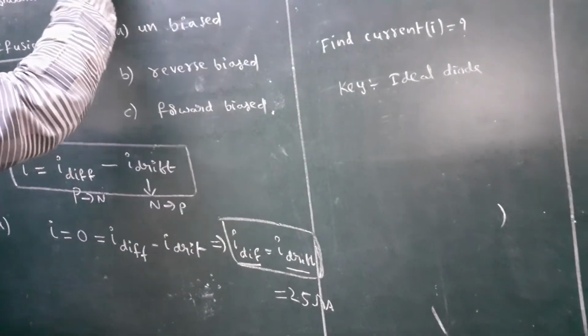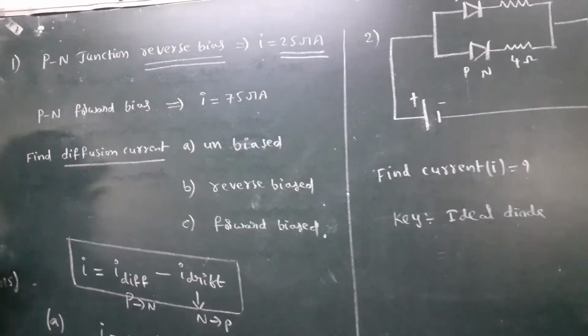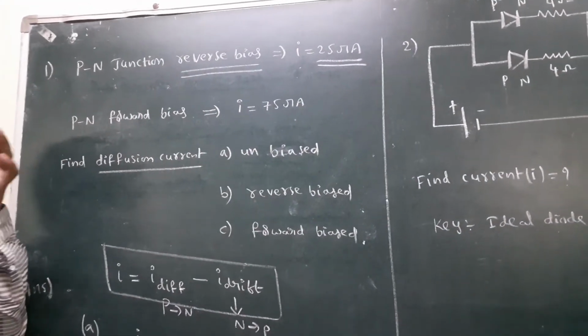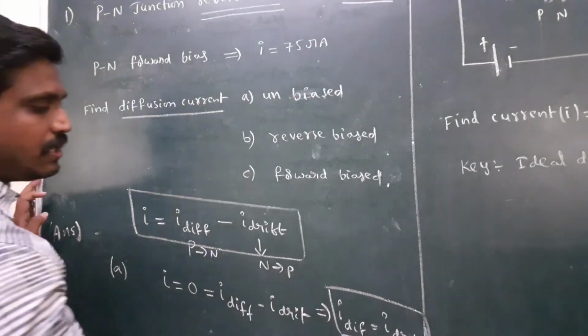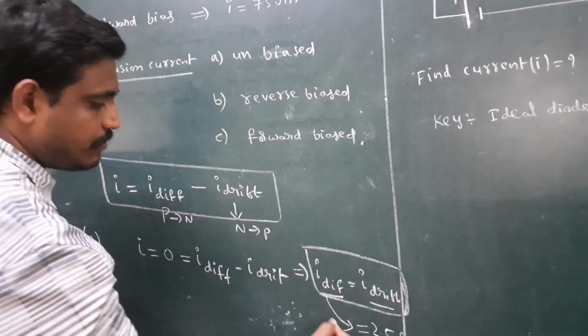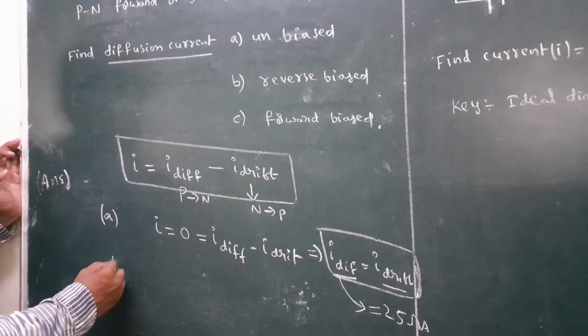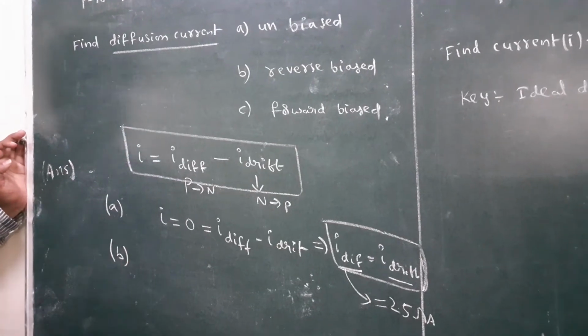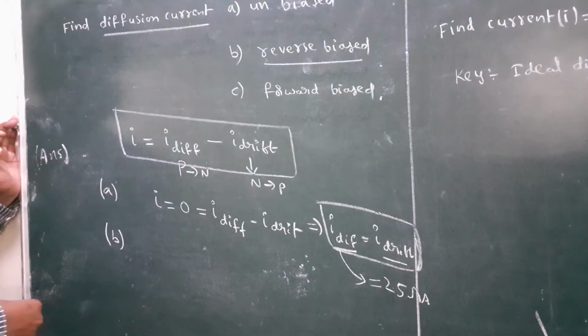Okay, in reverse bias the current is only drift current, because in reverse bias the current is produced due to only minority charge carriers. So the diffusion current becomes 25 microamperes when the connection is unbiased. Second, part B, in reverse bias.